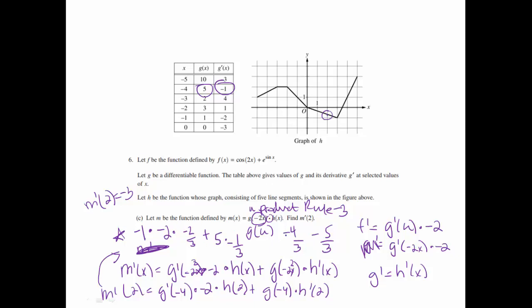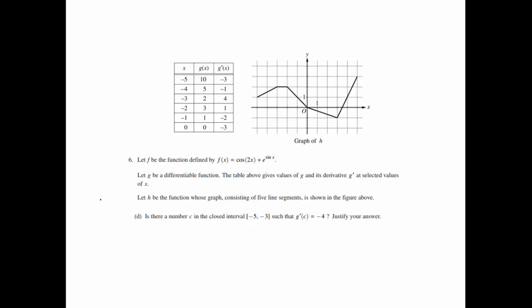Okay, I got 2 points for that one, I believe. I'm going to get 1 point for getting that general form of the derivative, and then 1 point for getting that final correct answer. Okay, part D. Is there a number c in the closed interval negative 5 to negative 3 such that g prime of c is equal to negative 4? So we're using this chart right here to help me out.